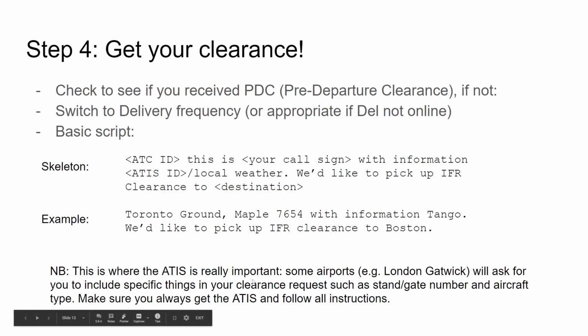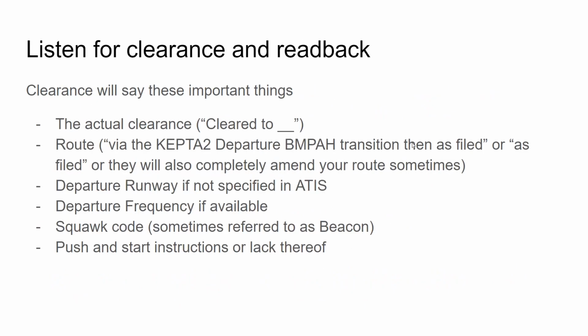Yeah, so this is where reading the ATIS becomes kind of important, because some airports will ask for you to include specific information in your clearance request, such as where you are in the airport. Usually they'll know because they have the screen up, but they'll want to know where you are. Sometimes they'll want to know your aircraft type, even though you've submitted that in your flight plan, or when you connect it to the networks, stuff like that. So just make sure you read the ATIS and see if there's anything specific you need to include in there.